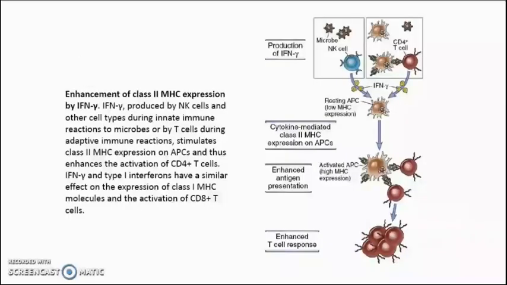This is a schematic representation of enhancement of class 2 MHC expression by interferon gamma. The interferon gamma produced by natural killer cells and other cell types during innate immune reaction to microbes, or by T cells during adaptive immune reaction, stimulates class 2 expression. Here, it stimulates the class 2 MHC expression on antigen-presenting cells and thus enhances the activation of CD4 T cells. Here, interferon gamma and type 1 interferon have similar effects on the expression of class 1 MHC molecules and the activation of CD8 T cells.